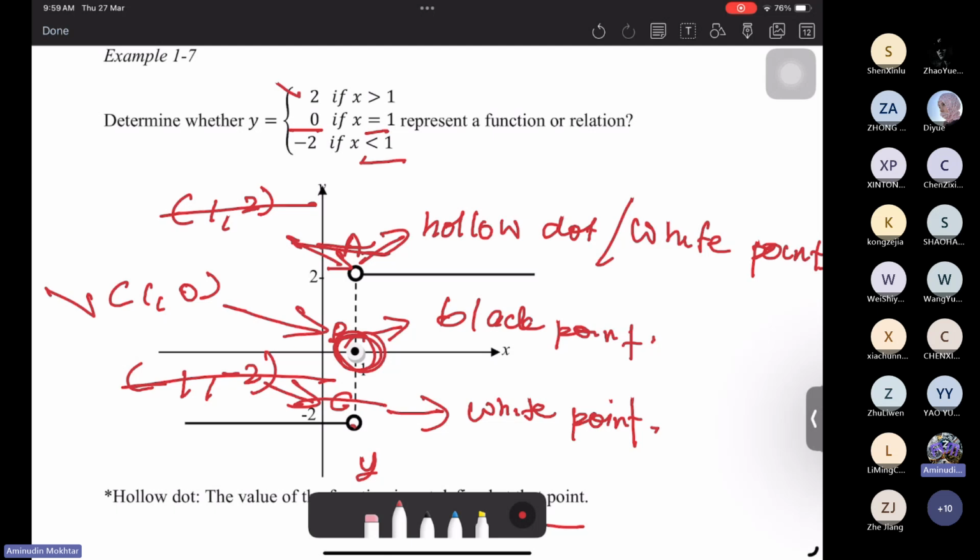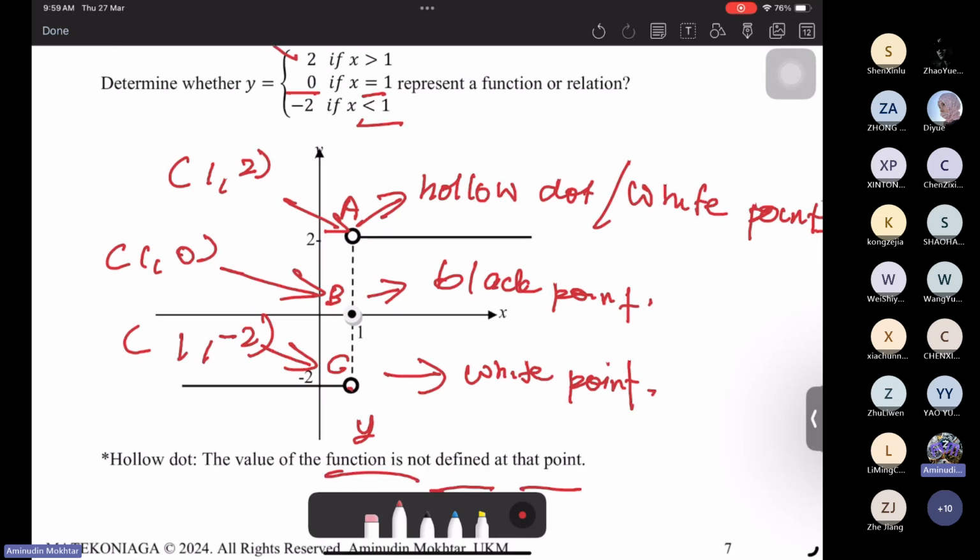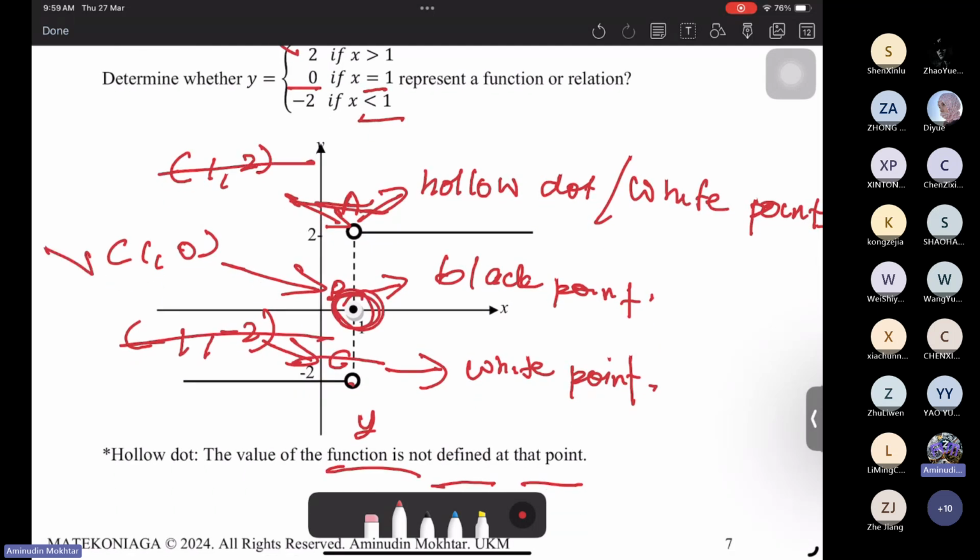A white dot shows that the value of y, the value of the range, the value of the input, does not exist. It's not 0, but does not exist. For example, at point A the value of y does not exist there. The value of y also exists at point B, that is where x equals 1, y equals 0. Okay, that's all so far for this part.